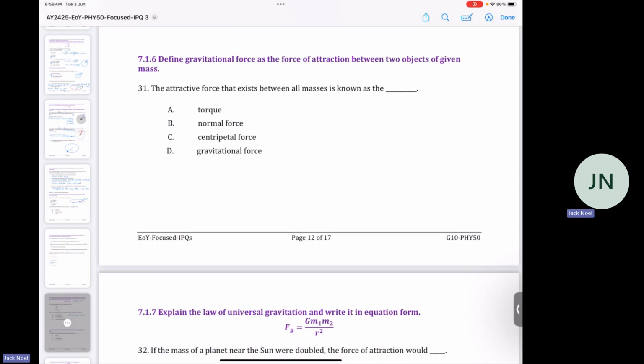The attractive force that exists between all masses: if you have a mass here, M1, and another mass here, which is a little bit bigger, M2, and their centers are separated by a distance r, there is a force between them. It's a force of attraction, actually. They attract each other, so those two forces are equal in magnitude and opposite in direction. It's a gravitational force.